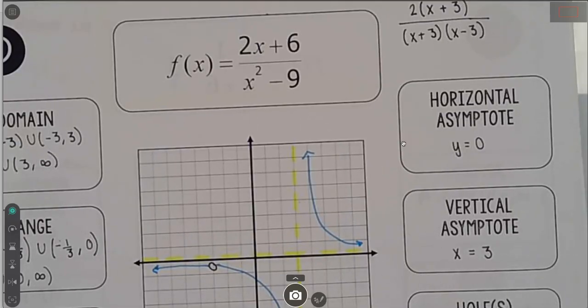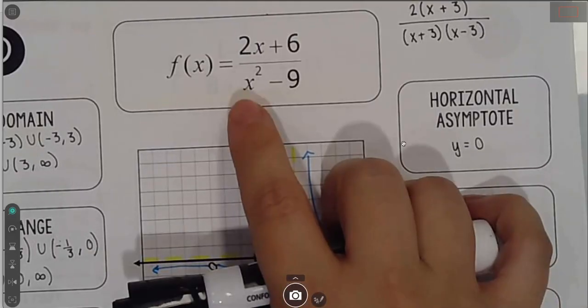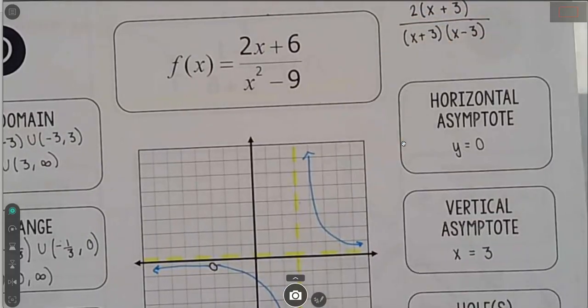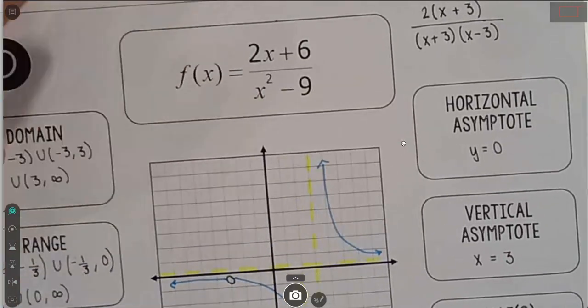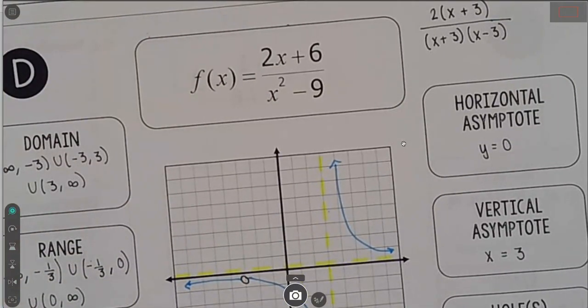Well, isn't it the degree of x? The degree of x on the bottom is greater than the top. Yes. Anytime the degree on the bottom is bigger than the degree on the top, the horizontal asymptote is 0. Anytime. So if this degree is bigger than this degree, it's going to be 0. Great job.